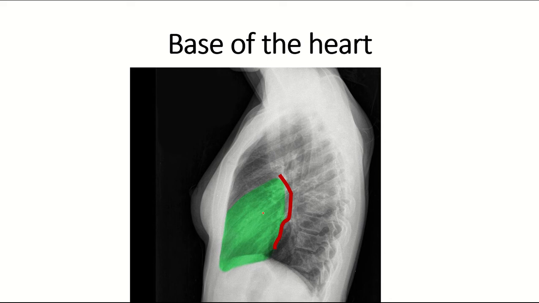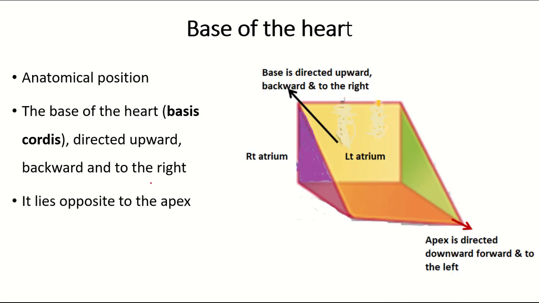This is the chest X-ray lateral view and this is the location of the base of the heart. At first, the anatomical position: it is directed upward, backward and to the right. It lies opposite the apex. The direction of the apex is downward, forward and to the left.